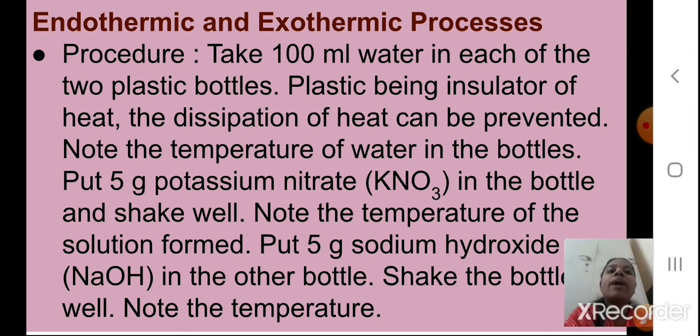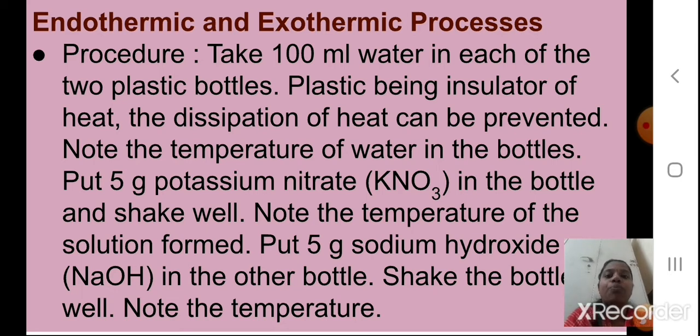Put 5 gram potassium nitrate in the bottle and shake well. So in the first bottle I have put 5 grams potassium nitrate. In the second bottle students, what I am going to do, I am going to put 5 grams of sodium hydroxide. Okay, in the other bottle. Both the bottles I will shake, solutions will be formed, and I will note down the temperature of both the bottles now.